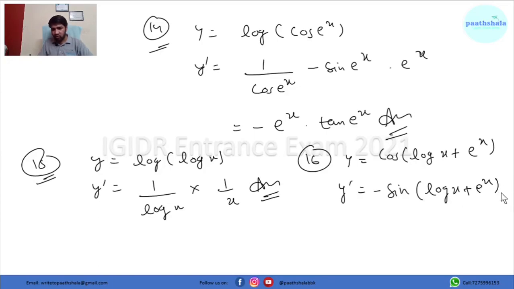Now we have to differentiate this function again. So differentiation of log x will be 1 upon x, and the differentiation of e to the power x will be e to the power x. So this is the final answer.